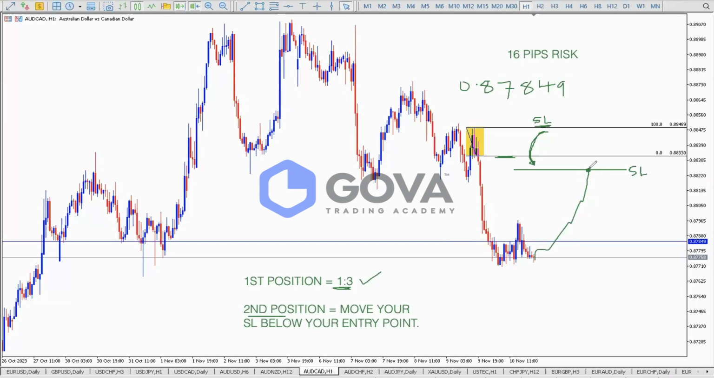However, you are still going to be in profit, because the market went into profit from here to here. So at least, with this margin, you are still in profit from this area to this area. You are still in profit around here. So that is why it means that you've already secured your entry point.